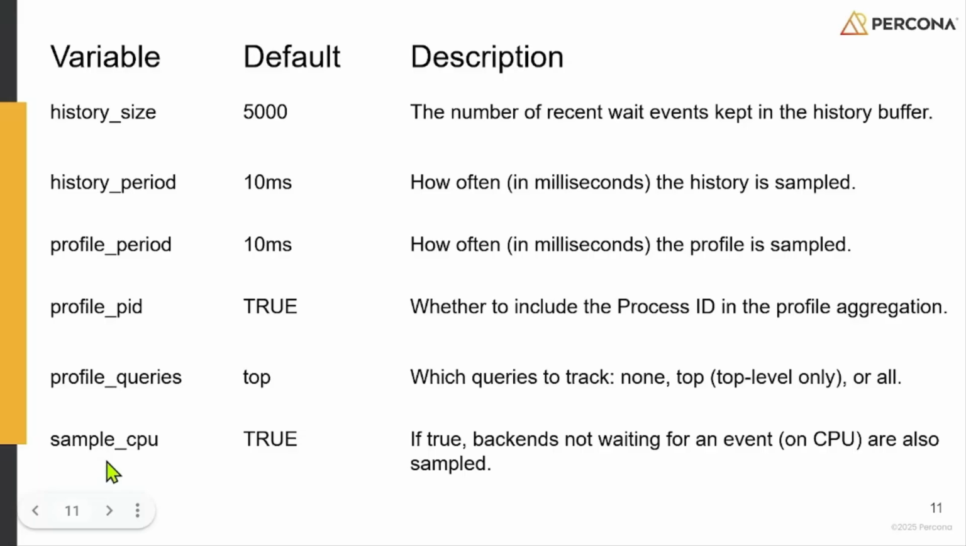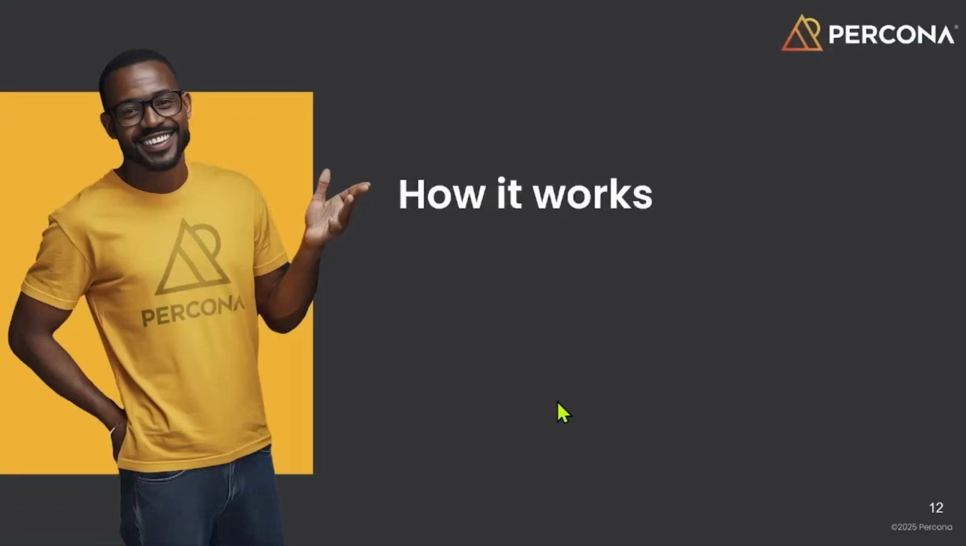And the next parameter is sample CPU. If true, when the backend is not waiting for any event, meaning the process is utilizing the CPU, the CPU utilization will be sampled. By default it is true, and it is good to have. Let's see how it works.